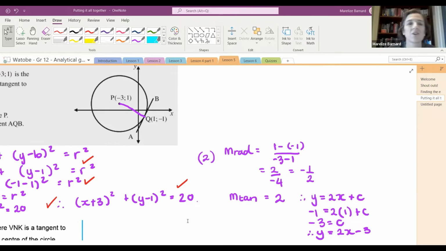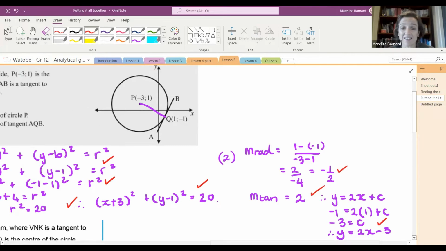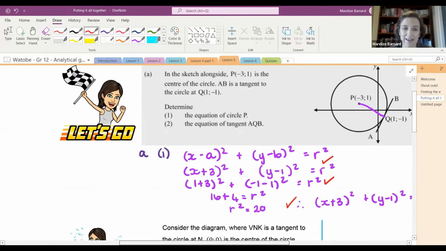So how many marks for that? We can definitely do a mark for the radius, a mark for the tangent, and a mark for the final answer. So that's 3. That's nice. 7 marks in the bag.